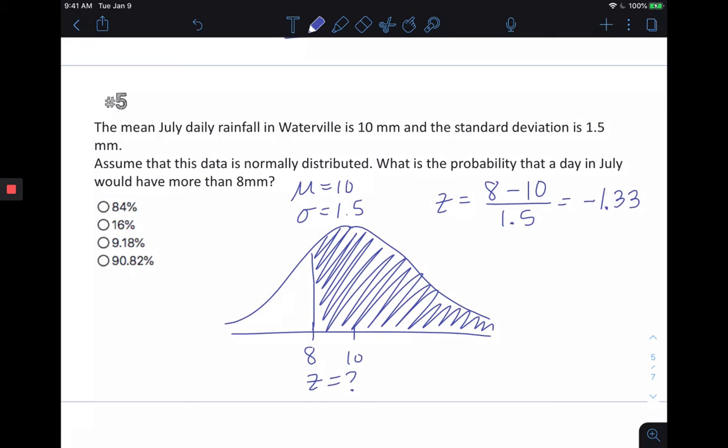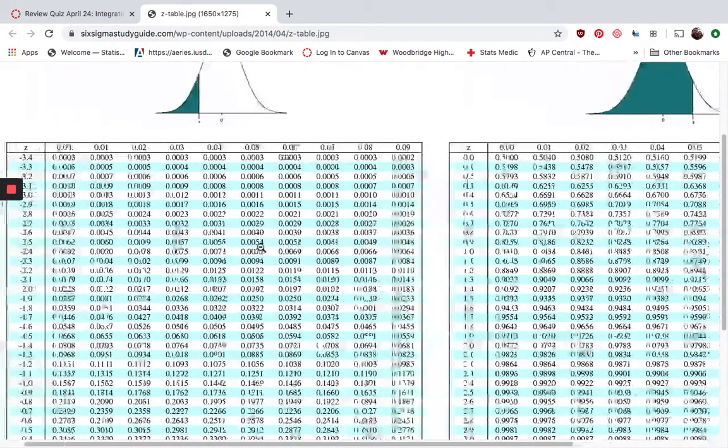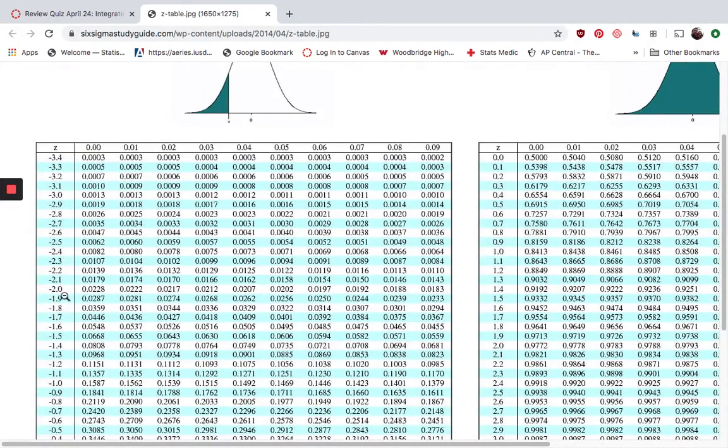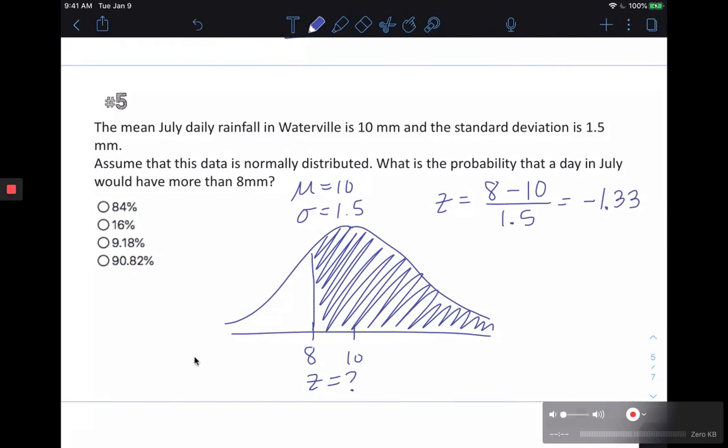So now I'm going to go to the table and look up negative 1.33. The z-scores are over here when they're negative 1.3, and then if I go to the first number, that's negative 1.30, negative 1.31, negative 1.32, negative 1.33, so it is 0.0918. I'm going to convert that to a percent, 9.18%. But when I look at the table, that gives me the value less, or the percent less than the value, so 9.18% is this way.